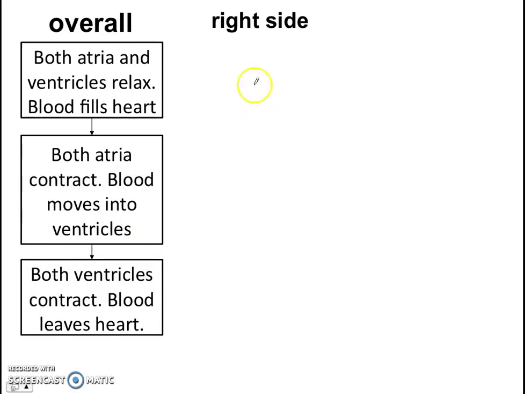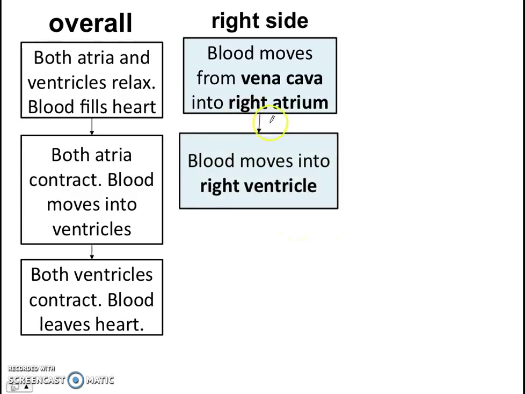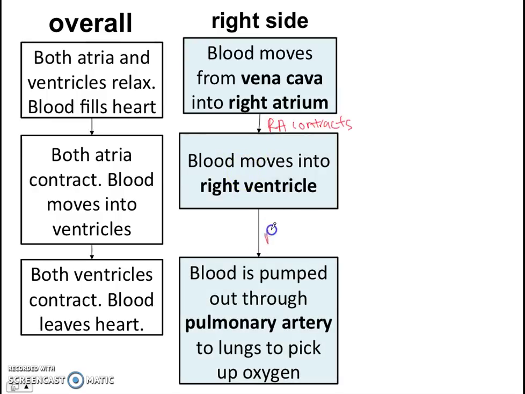Alright, so in our overall diagram here, in the first part, remember that both atrium and ventricles relax, then the blood will fill the heart. So on the right side, what's happening is that the right atrium is relaxing and blood will move into it from the vena cava. Then the next stage, the atrium will contract. So on the right side, you can write down here that the right atrium contracts and therefore blood moves into the right ventricle. And then finally, the right ventricle contracts and then blood will be pumped out to the pulmonary artery to the lungs.